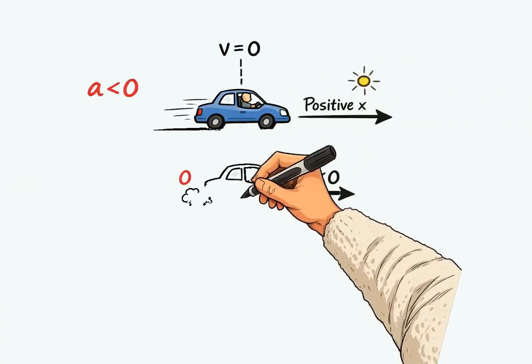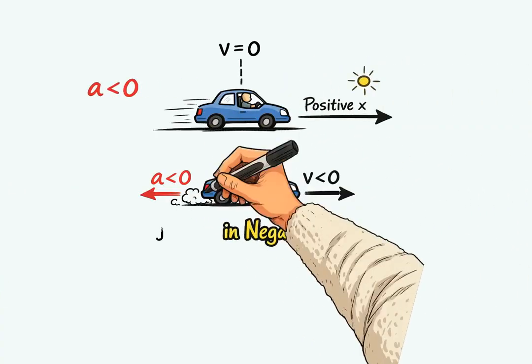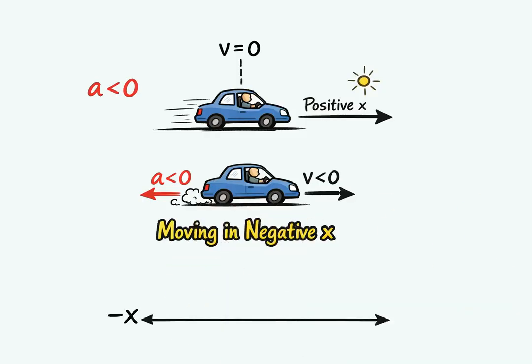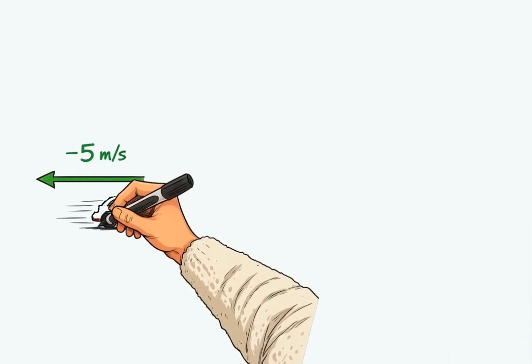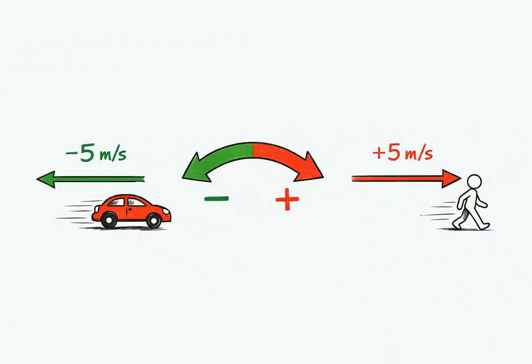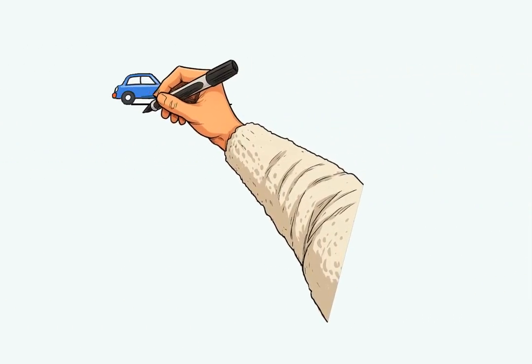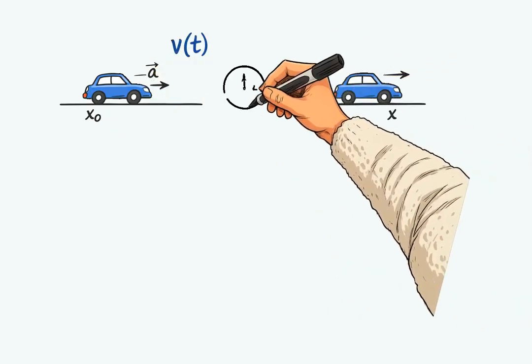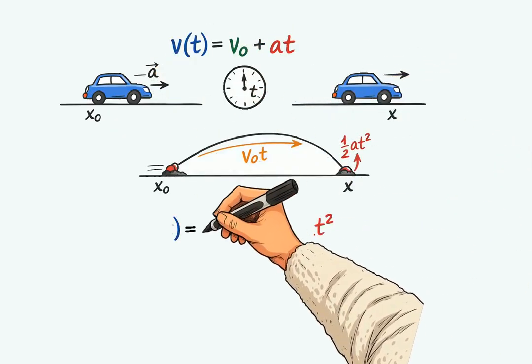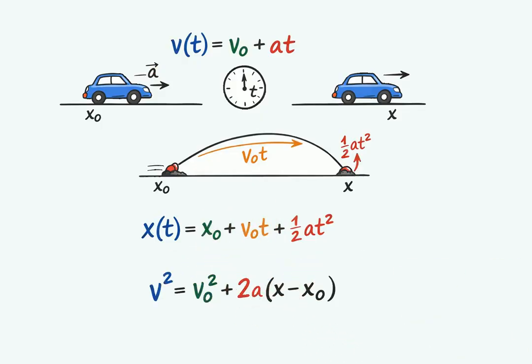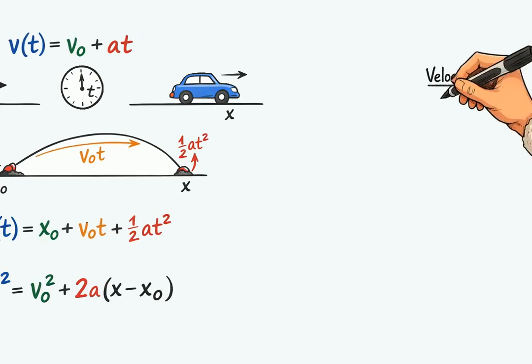If the same a less than 0 continues past the moment v equals 0, the car will move in negative x, with v less than 0. Nothing changed its mind. The sign convention simply tracked direction consistently. Assuming constant acceleration turns the calculus relationships into compact equations. v of t equals v naught plus at, x of t equals x naught plus v naught t plus one half a t squared, v squared equals v naught squared plus 2a times the quantity x minus x naught.